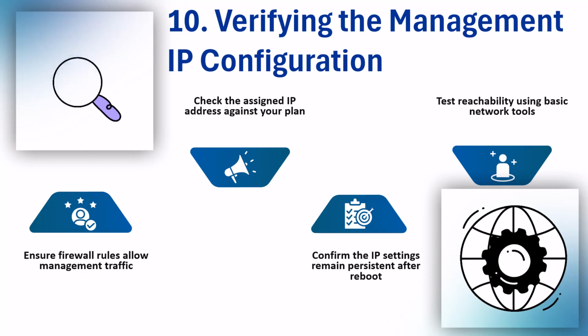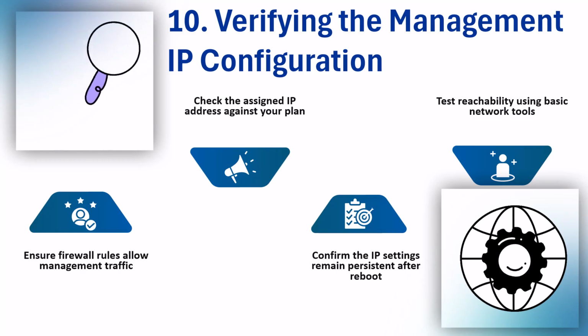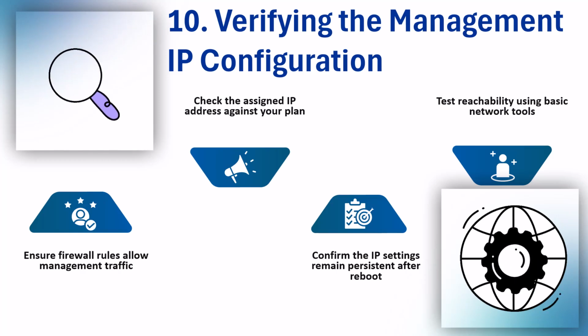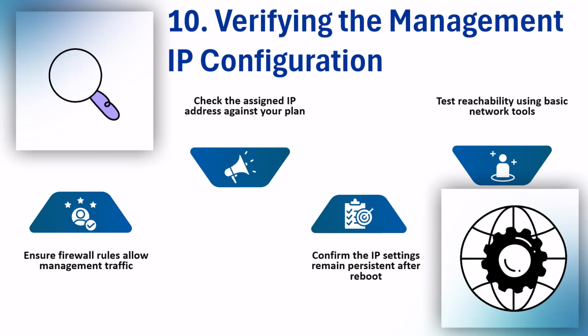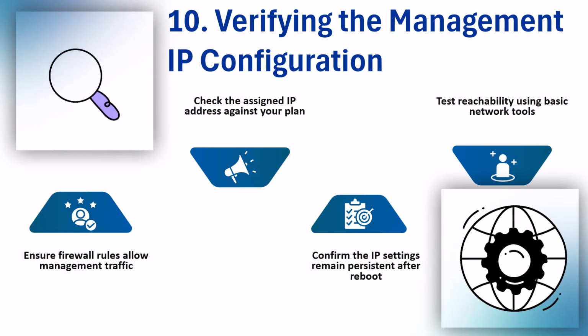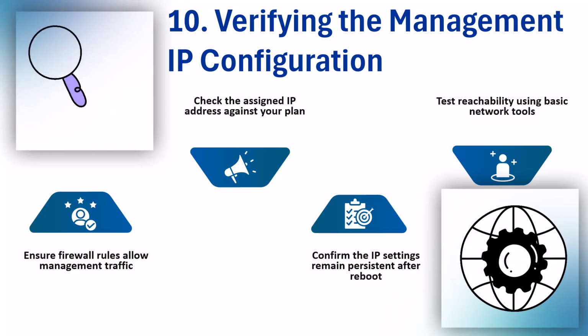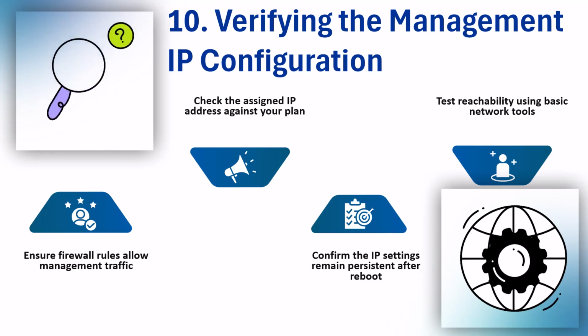Your management IP is like your backstage pass. It lets you access the system for tweaks and fixes. So, verify that it's set up correctly, run basic tests, and ensure firewall rules aren't blocking you. And of course, after a reboot, it should still be there. Because disappearing IPs are like ghosts, spooky and frustrating.